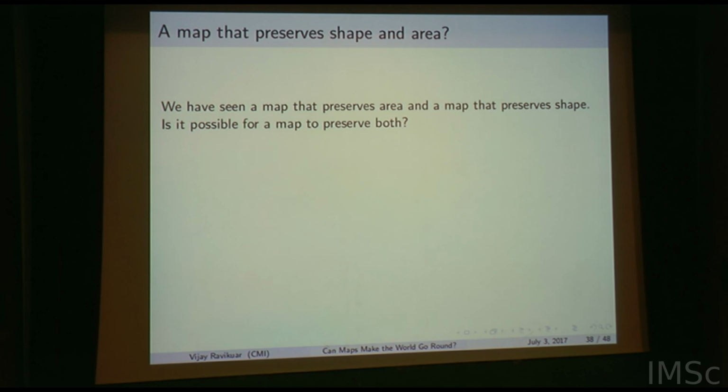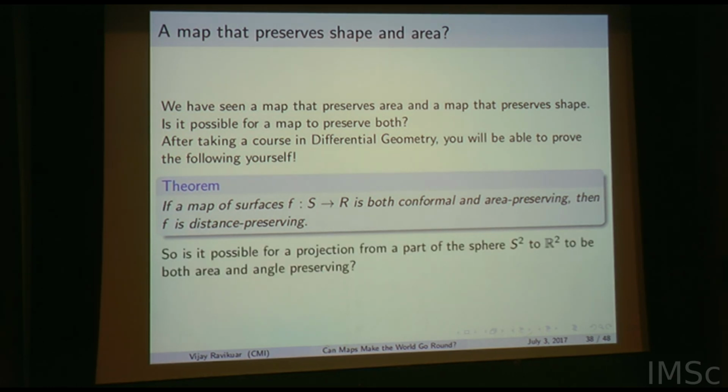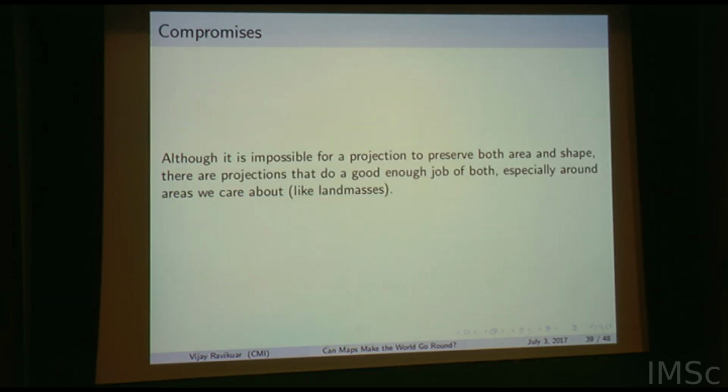Exactly. So if a projection preserves both area and shape, it'll also have to preserve distance. So if you take a course in differential geometry later on, you'll be able to prove this theorem yourself, that if a map preserves area and is conformal, it'll also have to be distance preserving. And we know from Gauss's theorem that there is no distance preserving map from the sphere to the plane. So it's not possible. We can have one or the other, but we can't have both.